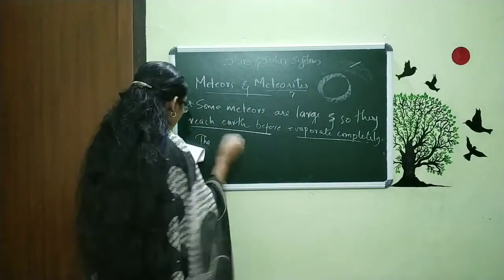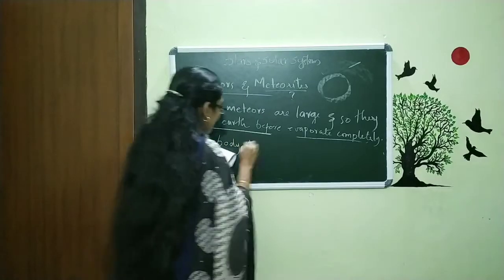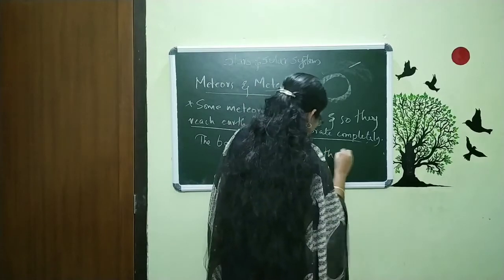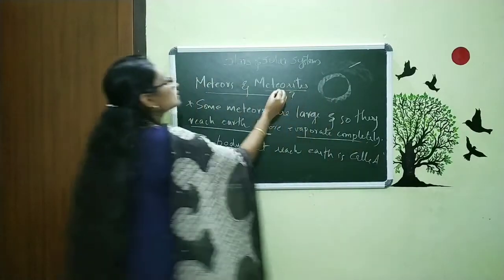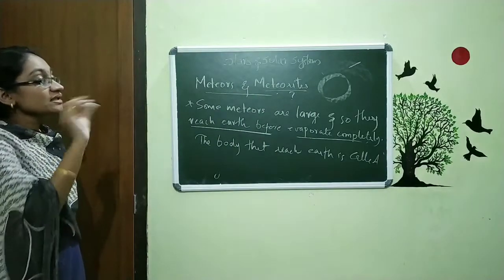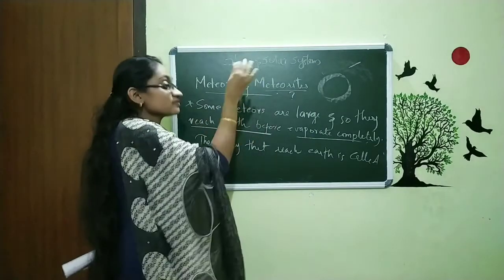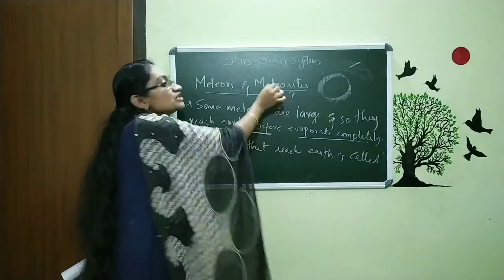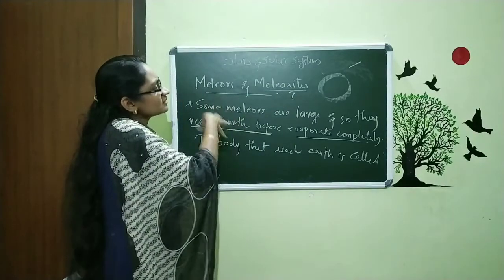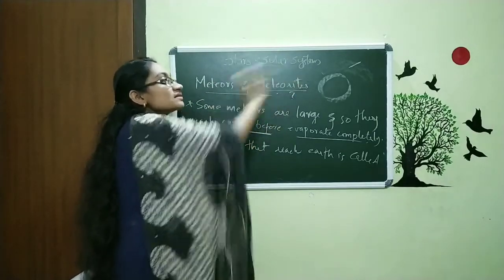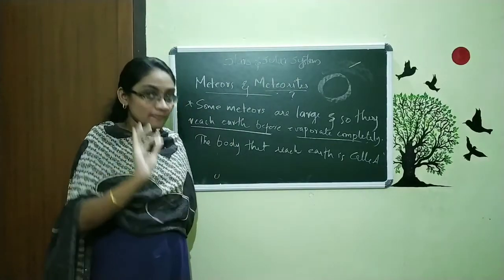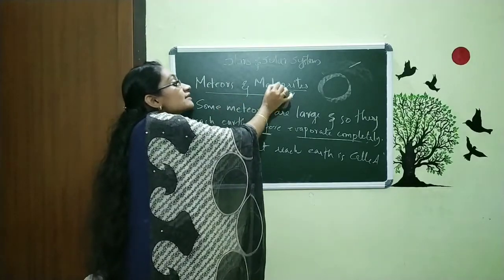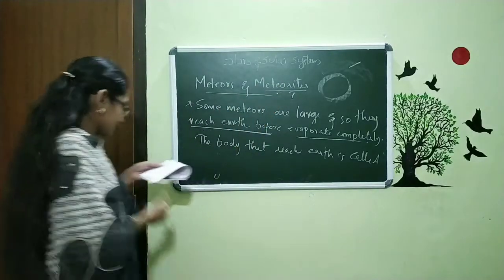So the body that reaches Earth is called a meteorite. That means the large-sized meteors that reach the Earth, the body that reaches our Earth, is called a meteorite. Big ones will reach the Earth, and what body reaches the Earth is a meteorite. That is about that.